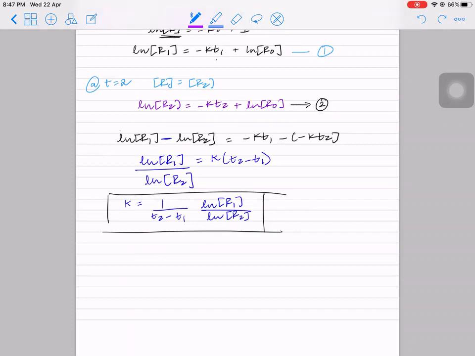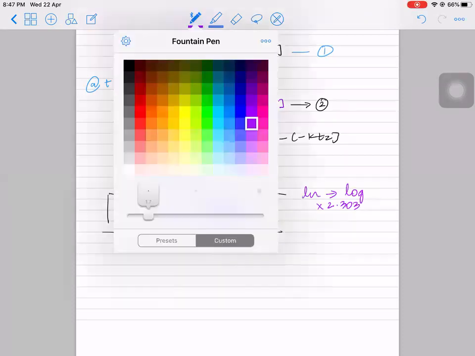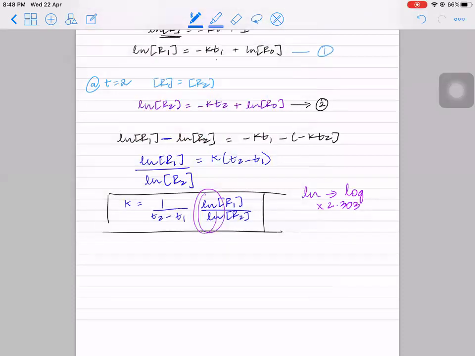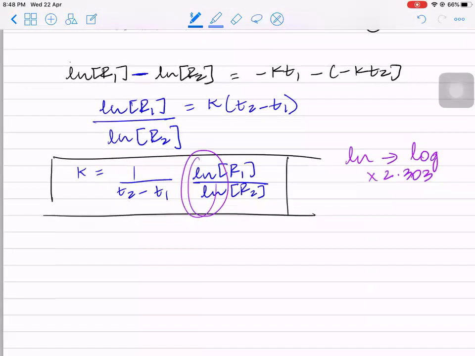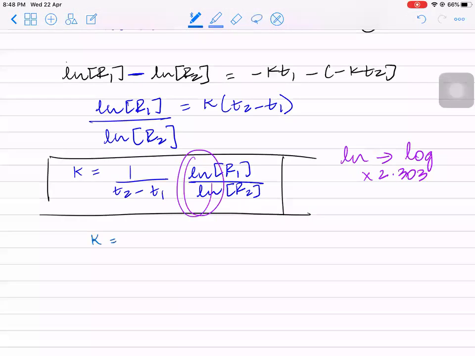So if I want to do that, I'll just deal with t2 minus t1 as t, okay? So if you want to convert this into base 10 log, you have to multiply the natural log by 2.303. So what will we do here? This will be k is equals to, you're multiplying by 2.303, so there will be 2.303 upon t, right? Where t is the change in time, t2 minus t1. And this will now become log r naught upon r, right?